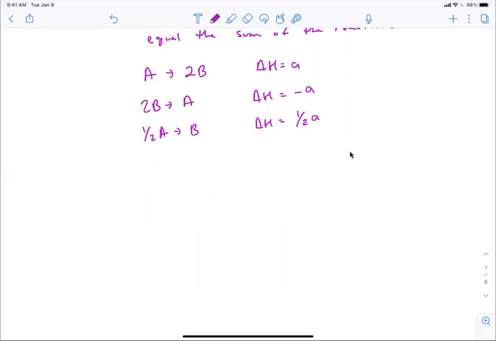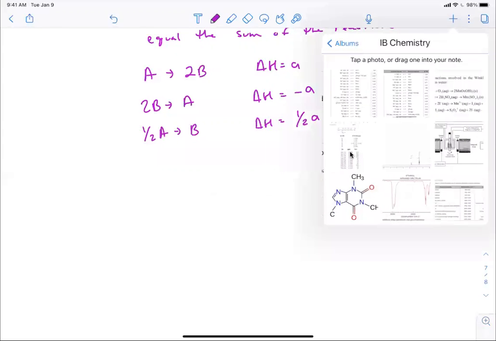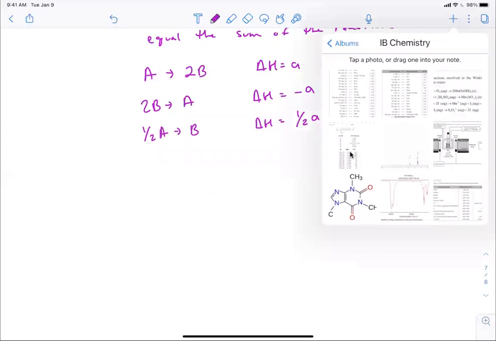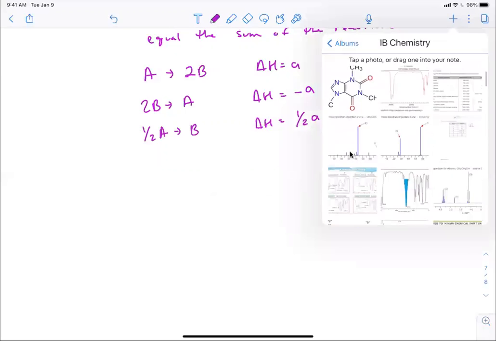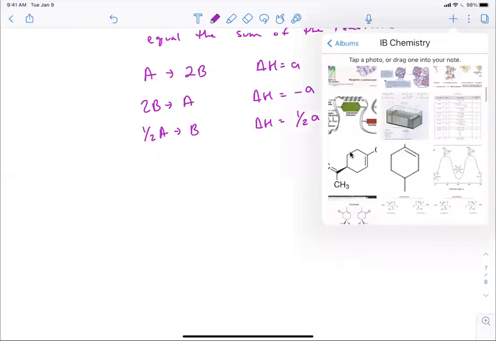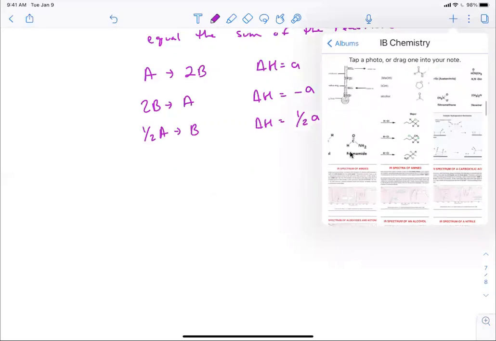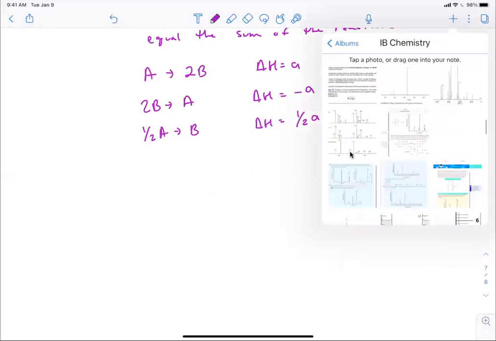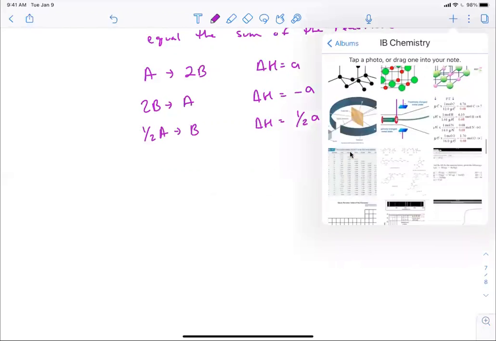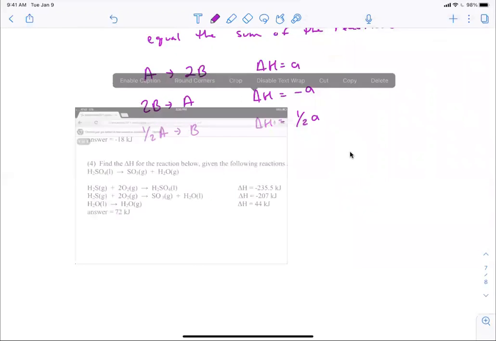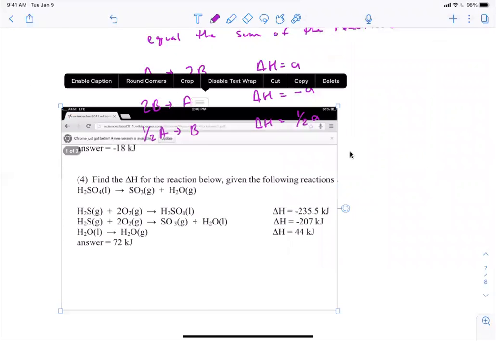No, I don't think I want to use that one. Actually, you know what? No, I will use that one, because that brings up an interesting question here. Okay. This is an example of a Hess's law problem. Let me crop this a little bit.